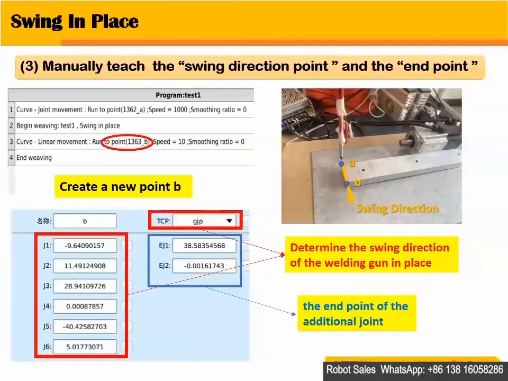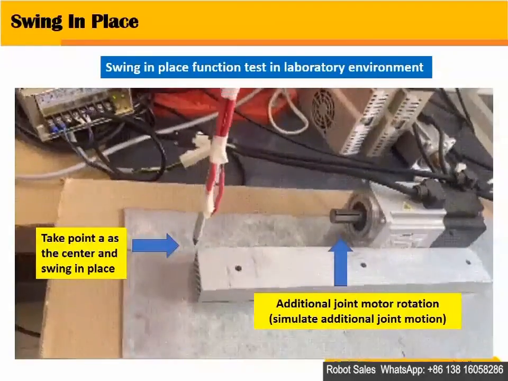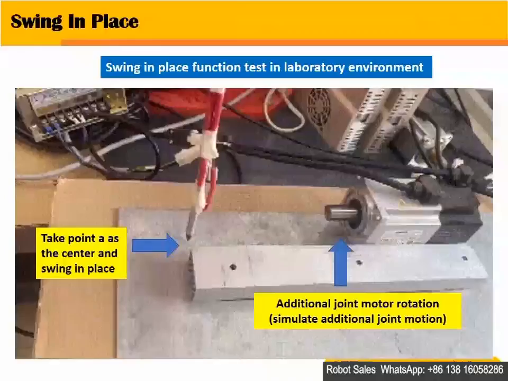Manually teach the welding gun TCP to point B and teach the additional joint to the end point. Then you can create a new point B. After programming, you can see the test results of the swing in place function in the library environment.